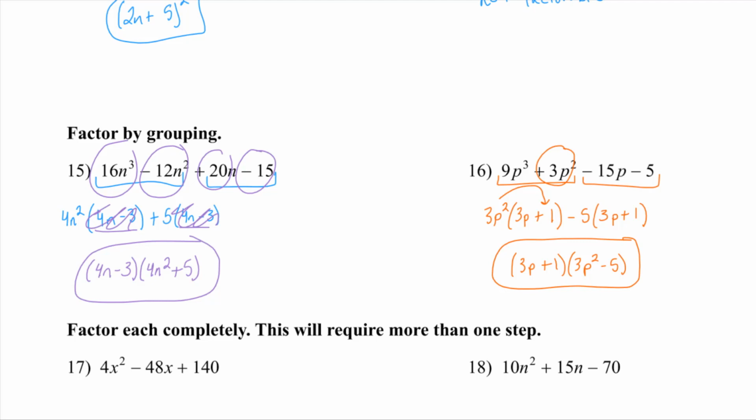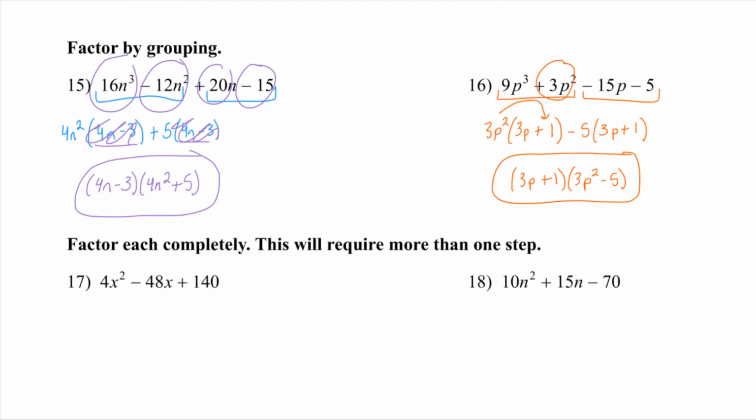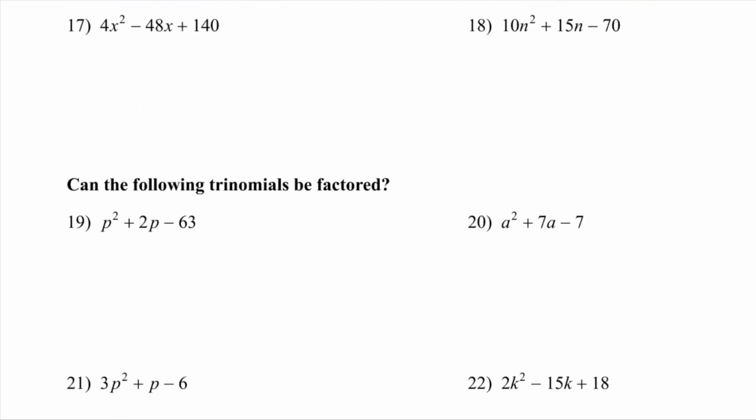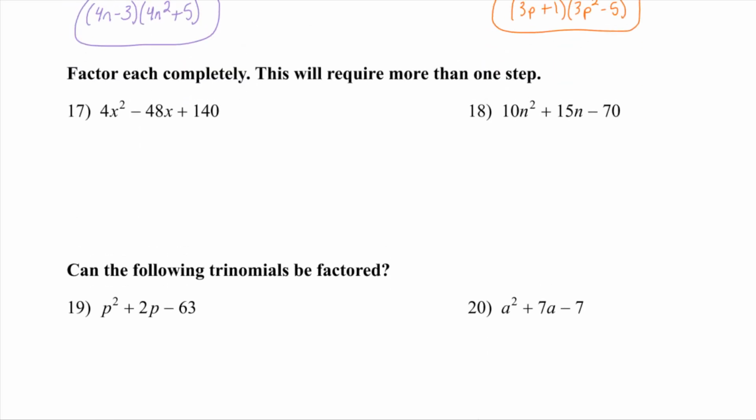And now we're going to get to a couple of trickier things, which if you're like, well, hasn't it all been tricky up till now, then I'm sorry to disappoint you. 17 and 18 say factor each completely. This will require more than one step. That last sentence is my attempt to give you a hint at what it means to factor completely. It's implying that you might factor one time and then still be able to do something else.